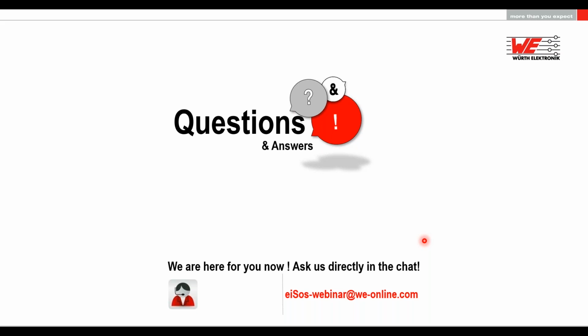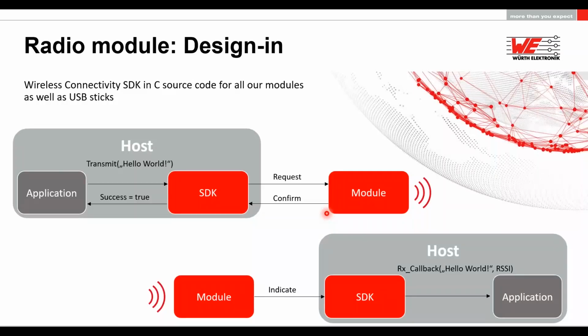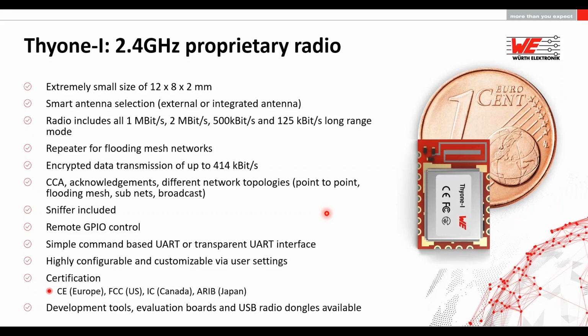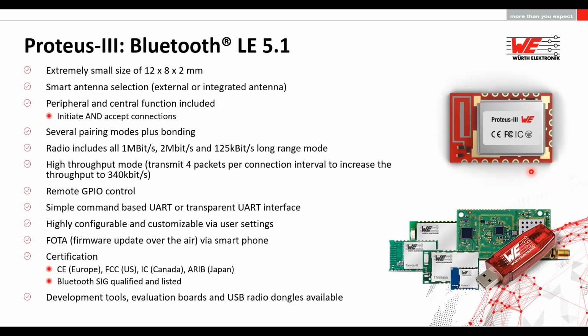Yeah, really interesting option. As I told you previously, let me go back to my slides here. I think it's easier to show it using the slides. So this is, for example, a module. Just to be clear, right out of the box, the remote GPIO functionality is supported on Proteus-III as well as Thyone-I. So you have certain GPIO pins on the radio module itself, and these pins can be configured either as digital input or output.